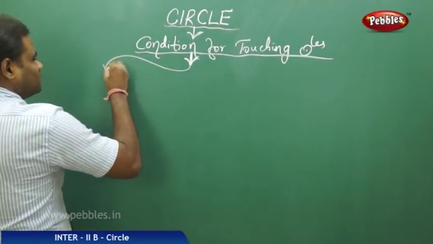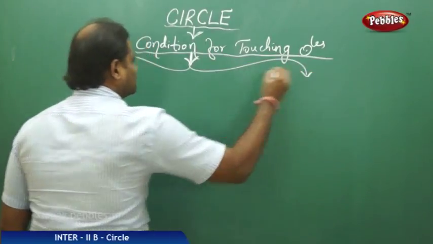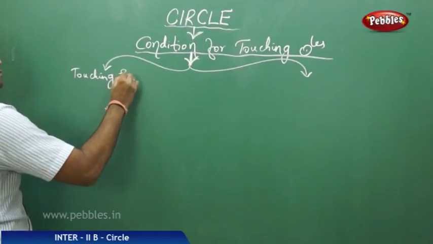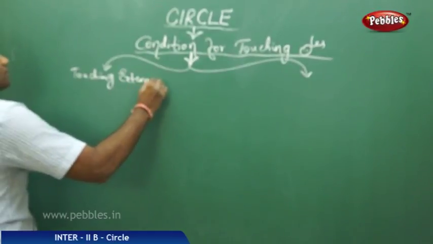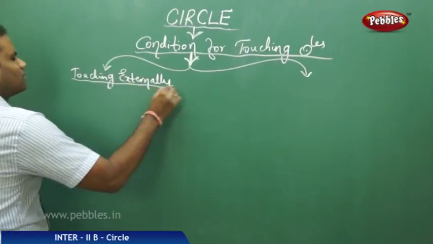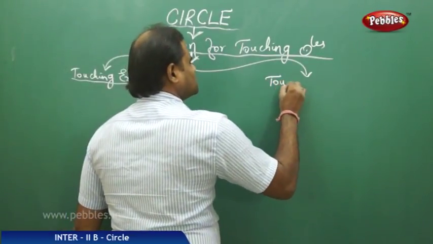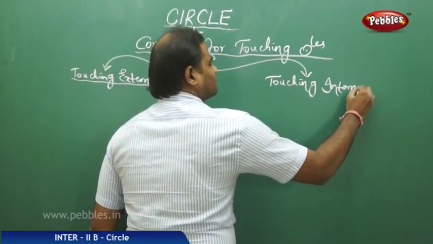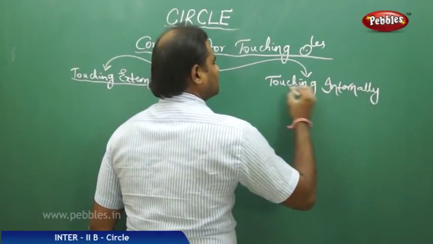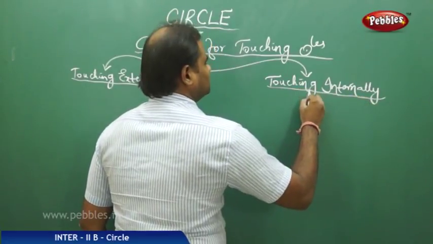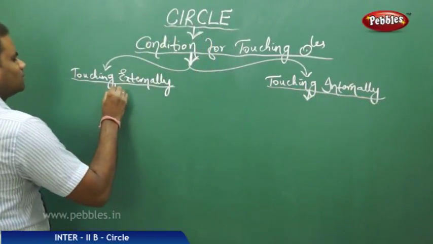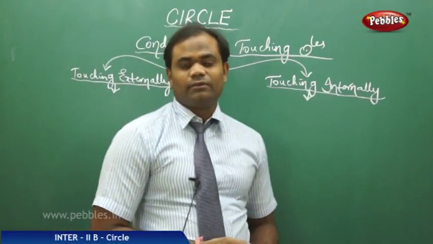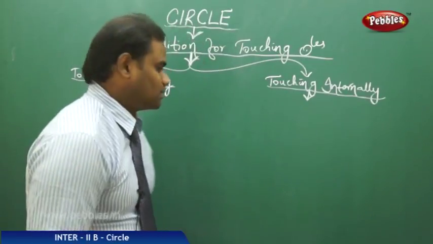So if I have the two cases, one touching externally, and this is touching internally, then with these two cases, let's see how we can derive the condition for touching circles.